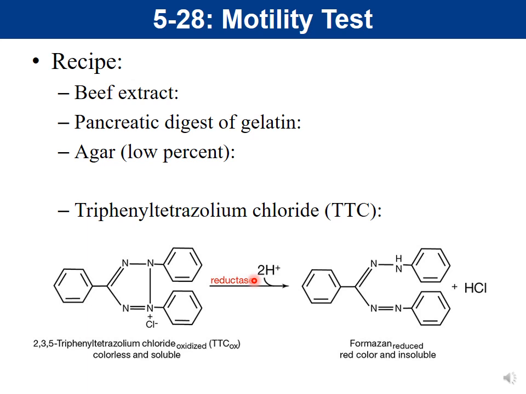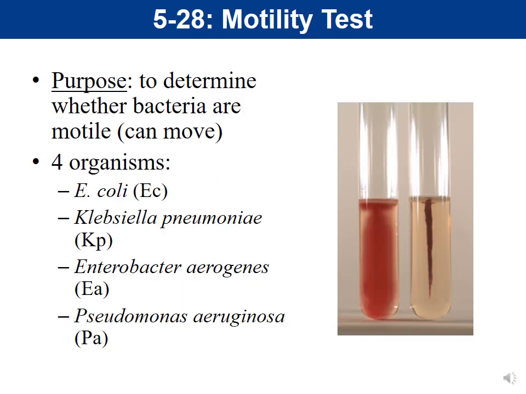And so the idea here is that you understand that all of the bacteria, whether or not they're motile, will grow red. That's because they all will have those various reductase enzymes. So in this experiment, we're not looking for red is positive, no red is negative. Red is going to be there no matter what.